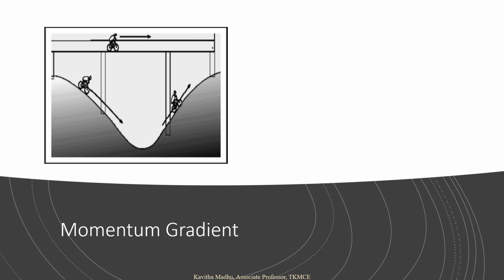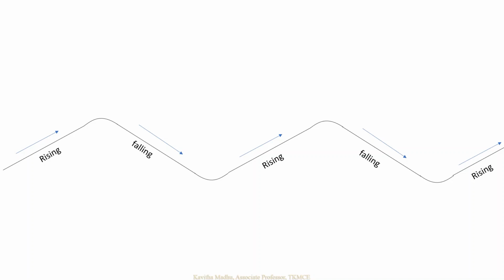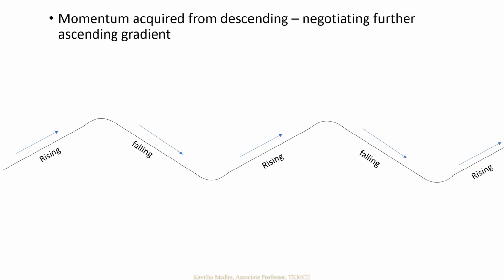In a similar way, this can be applied in the case of trains also. This momentum gradient is achieved due to the favorable position of it on the track. Here you can see that the rising gradient always follows the falling gradient, so that the momentum acquired during the falling gradient can be effectively used for negotiating the further ascending gradient.